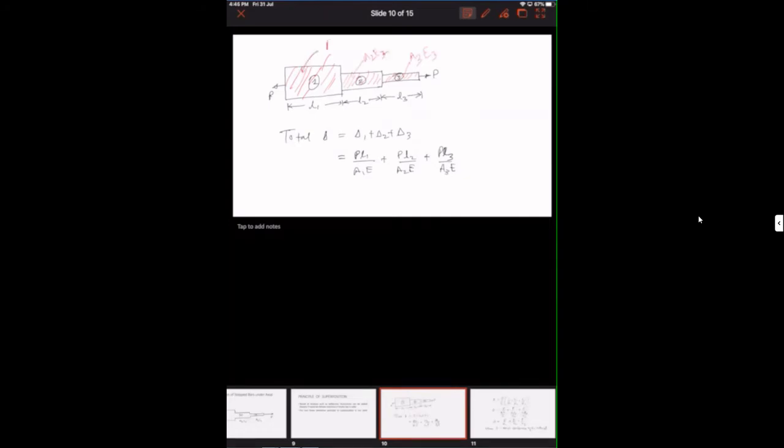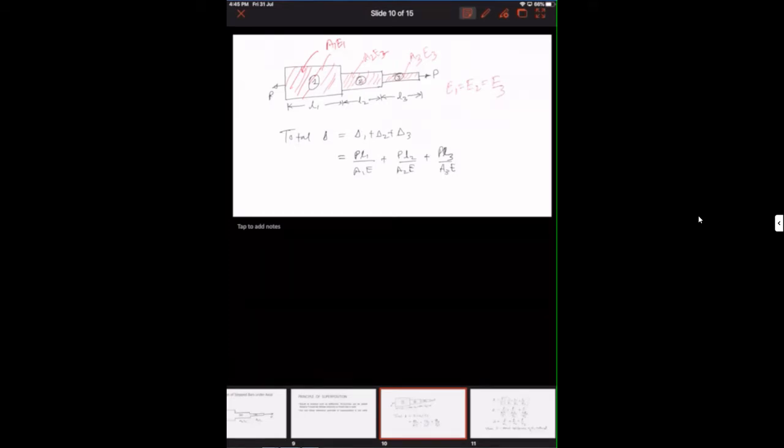The second has A2 and material E2, and this is A1 and E1. But in this problem, I have taken all moduli of elasticity the same. What does that mean? If the modulus of elasticity is the same, that means the material is constant. We are not changing the material here. We have applied the P load on both the ends. We have only changed the cross section here: A1, A2 and A3.